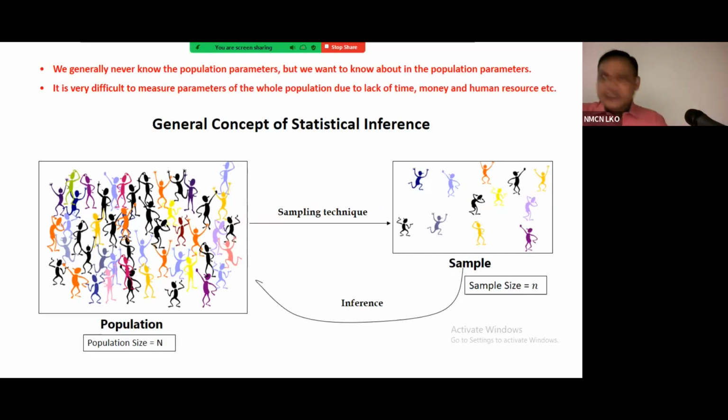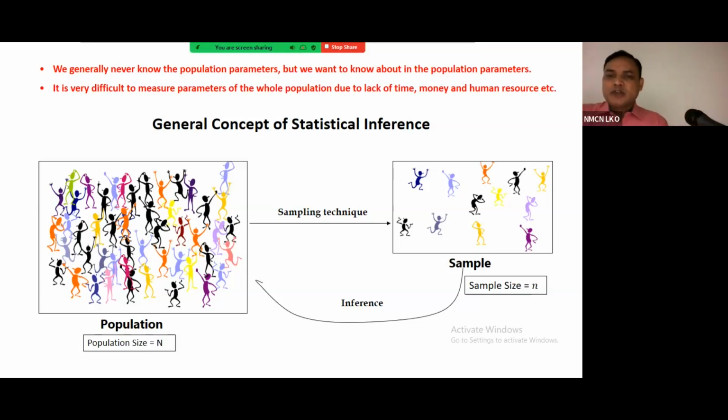So, as we know, when we are doing research, generally we never know the population parameters. But we want to know about the population parameters, and it is very difficult to measure them for the whole population due to various reasons, either due to lack of time, money, or human resources.